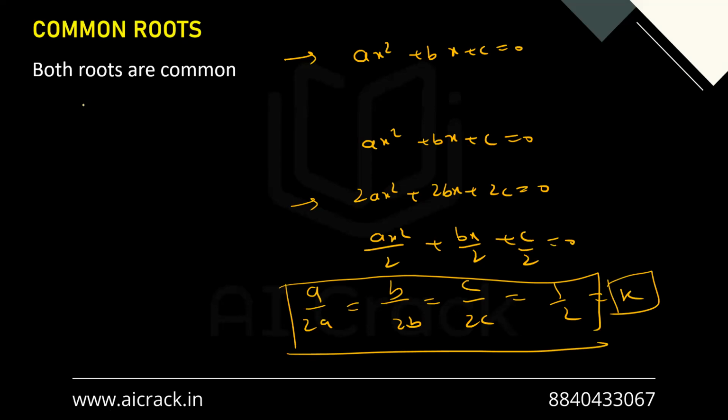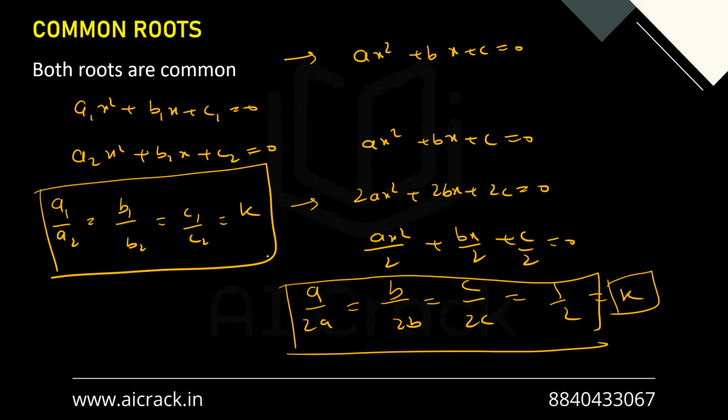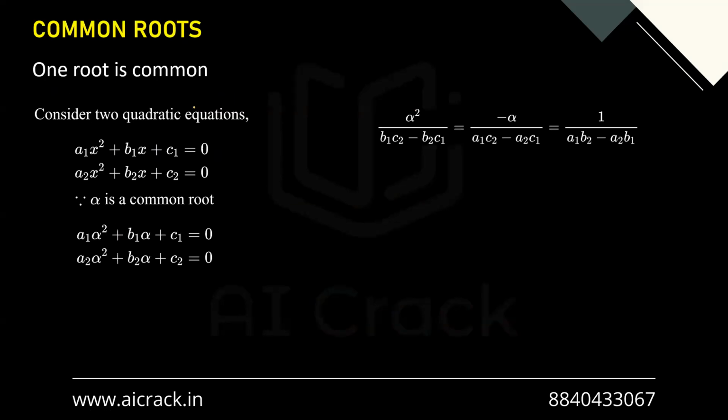So if I have two equations, a1x square plus b1x plus c1 equals to 0, and the other equation is a2x square plus b2x plus c2 equals to 0. Now when we are saying that both roots are common, a1 by a2 equals b1 by b2 equals c1 by c2 equals some constant k. So when this is being satisfied, we can simply say that both roots are common, right? Very simple. And now let's talk about the other case when one root is common.